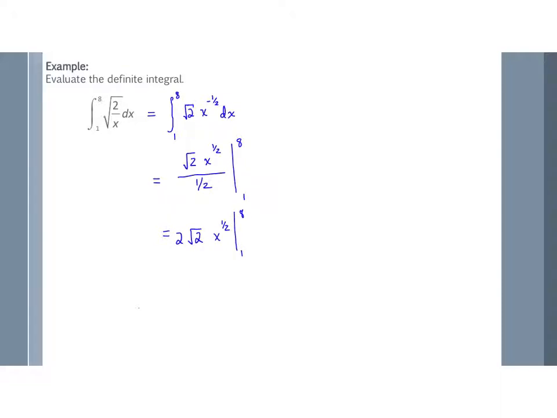We can tidy that up a little bit more. We have square root of 2 times the square root of x. So we have 2 square roots of 2x. These are both evaluated from 1 to 8.